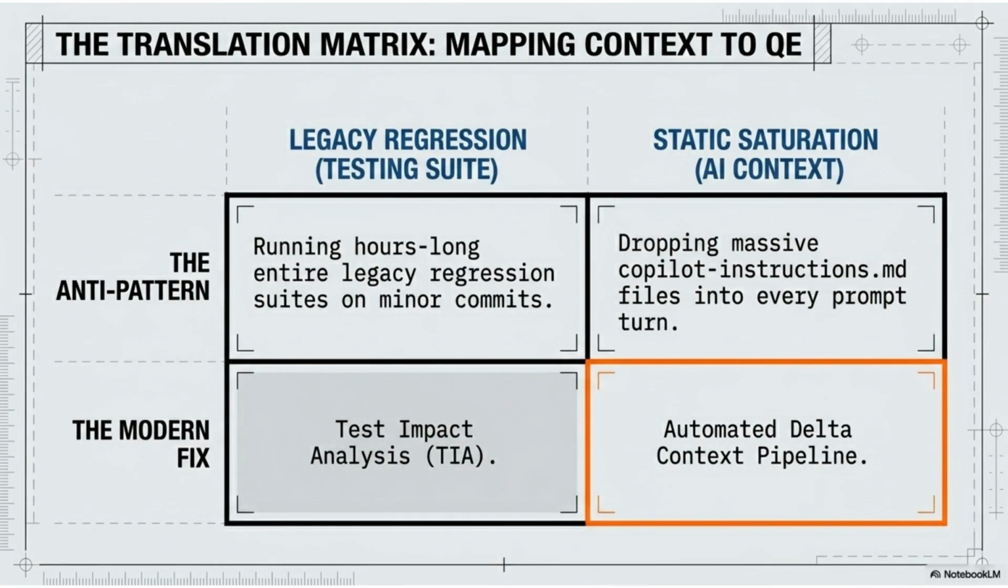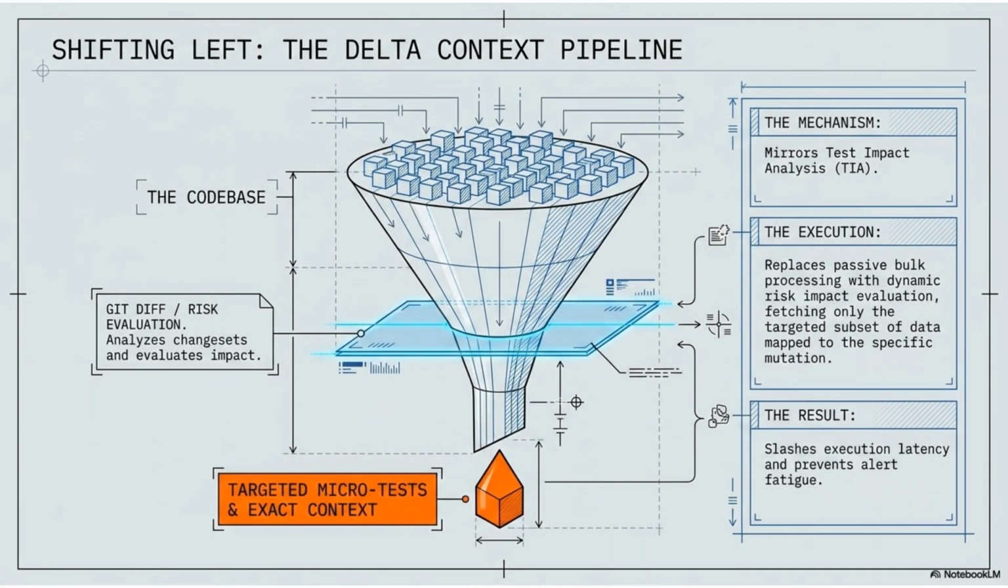The anti-patterns of legacy regression and static saturation, such as running long test suites or dropping massive context files, are fixed by test impact analysis and the automated Delta context pipeline. Shifting left, the Delta context pipeline mirrors test impact analysis.